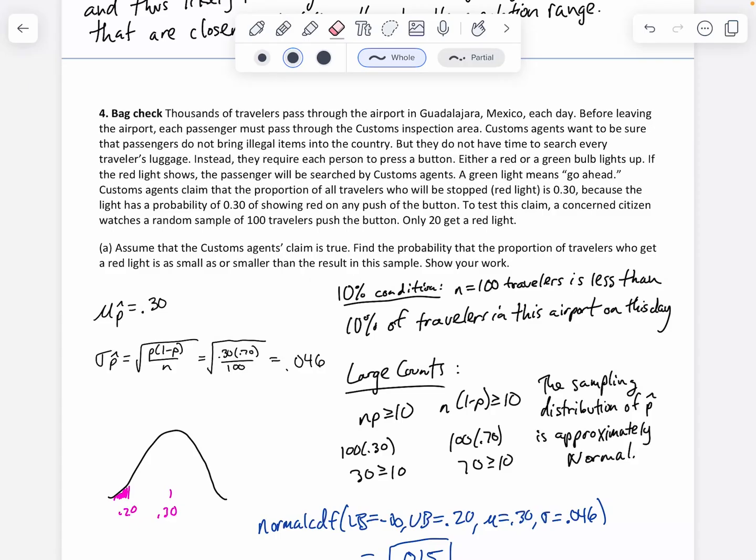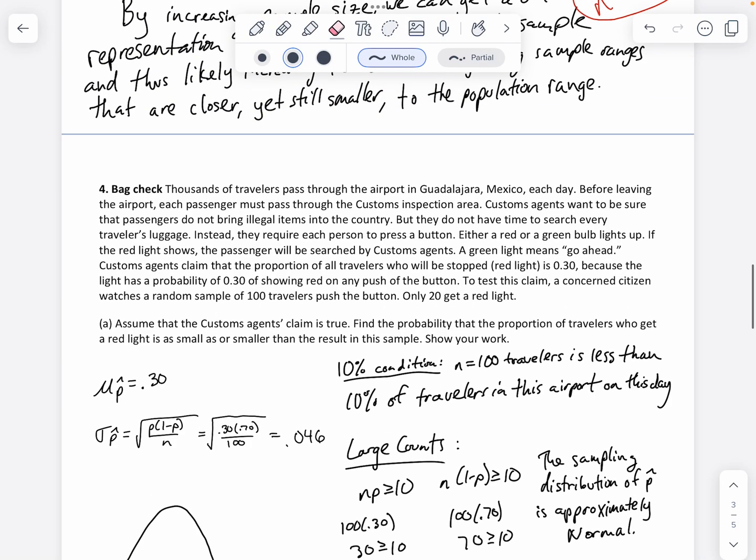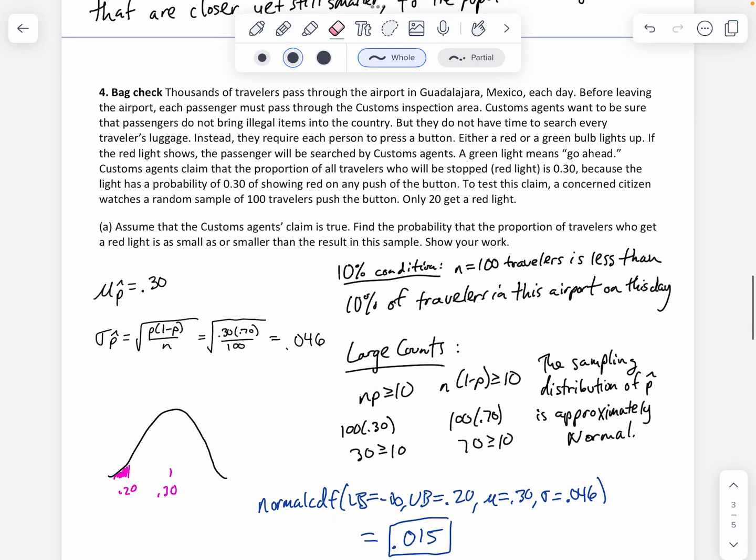Supposedly. To test this claim, a concerned citizen watched a random sample of 100 travelers push the button. Only 20 got the red light. So she watched 100 people do this. 20 out of 100 got the light. Now, is it possible that the right answer actually is 30%? The light turns on 30% of the time, but only 20 out of 100 got the red light? Yes, that's possible. The question is, how likely is that to happen?